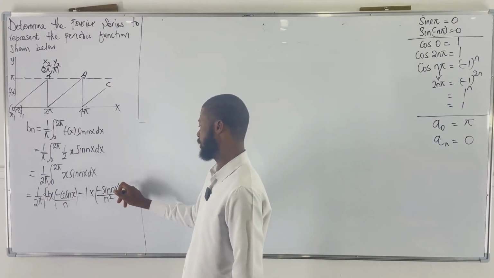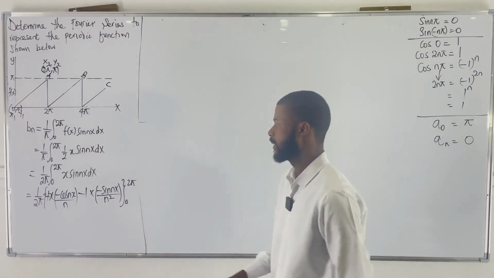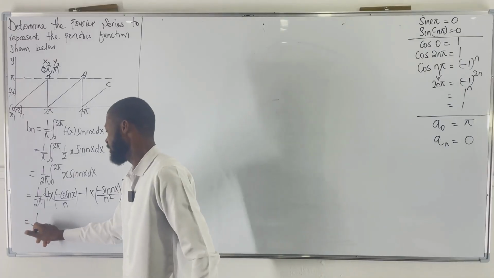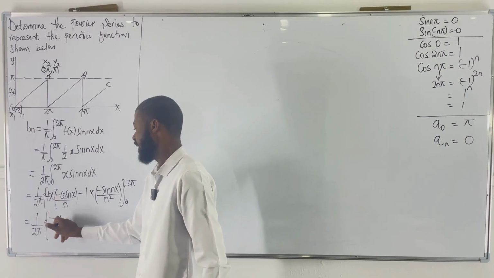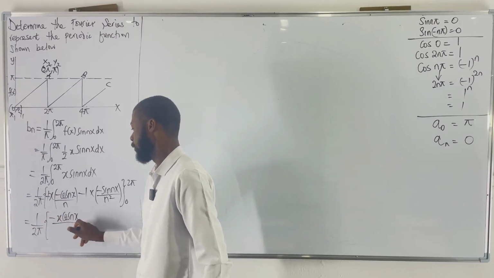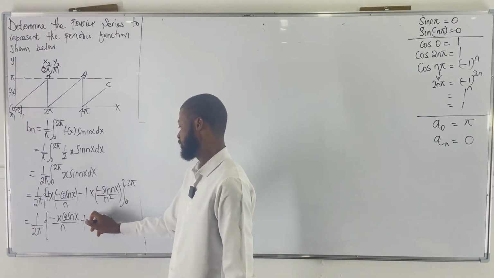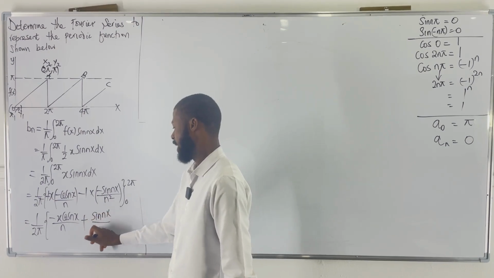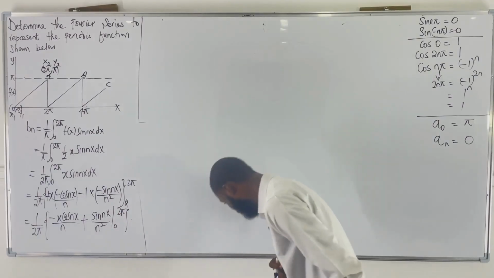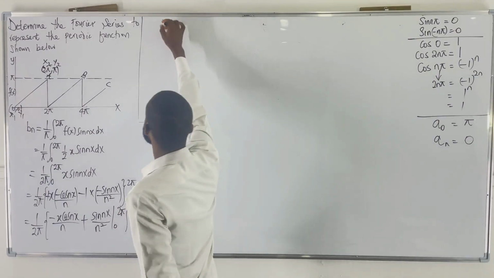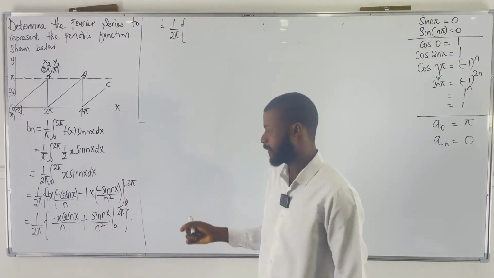And the next thing you're going to do is to put in your limits, 0 to 2 pi. Okay, now let's simplify the bracket. So this is 1 over 2 pi, and then we have plus minus, this will be minus x cos nx over n. And then minus times minus, that's plus sine nx over n squared from 0 to 2 pi. Sorry. So this is 1 over 2 pi. So let's put in our limits.